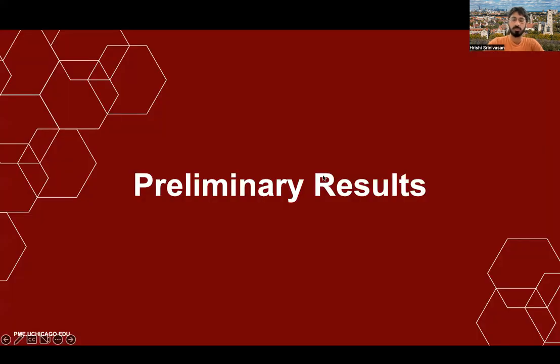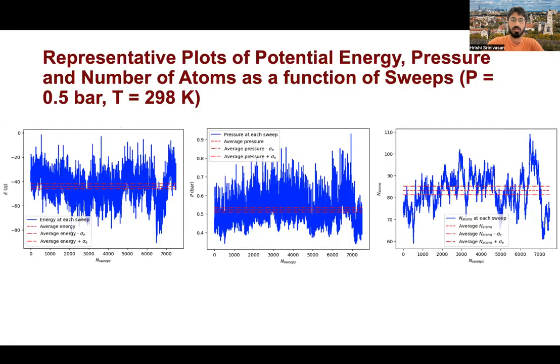So now here are some results that I gathered running GCMC on an argon system. Here are some representative plots of energy, pressure, and the number of atoms as a function of sweeps, where the pressure was fixed at 0.5 bar and the temperature at room temperature. We see that equilibration is successful, and it occurs around 3,000 sweeps, and the pressure equilibrates to around what we expect from the reservoir pressure.